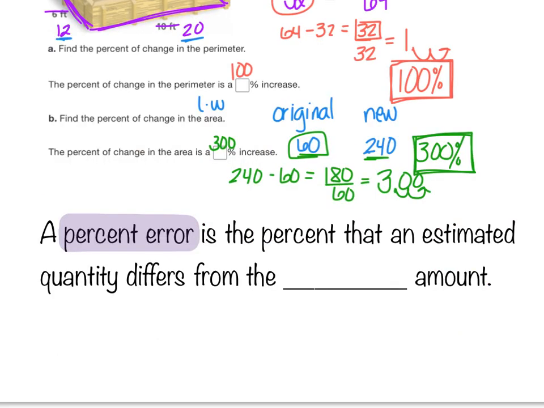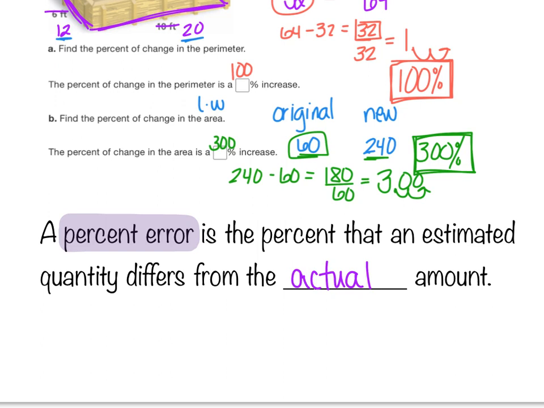And the final thing we're going to talk about today is percent error. Percent error is very much like percent change with one small difference. A percent error is the percent that an estimated quantity differs from the actual amount, or I guess you could say the correct amount.